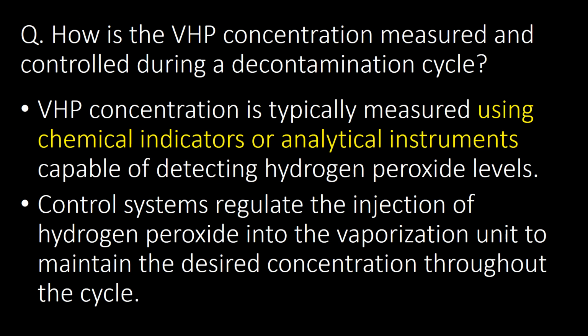How is the VHP concentration measured and controlled during a decontamination cycle? VHP concentration is typically measured using chemical indicators or analytical instruments capable of detecting hydrogen peroxide levels. Control systems regulate the injection of hydrogen peroxide into the vaporization unit to maintain the desired concentration throughout the cycle.